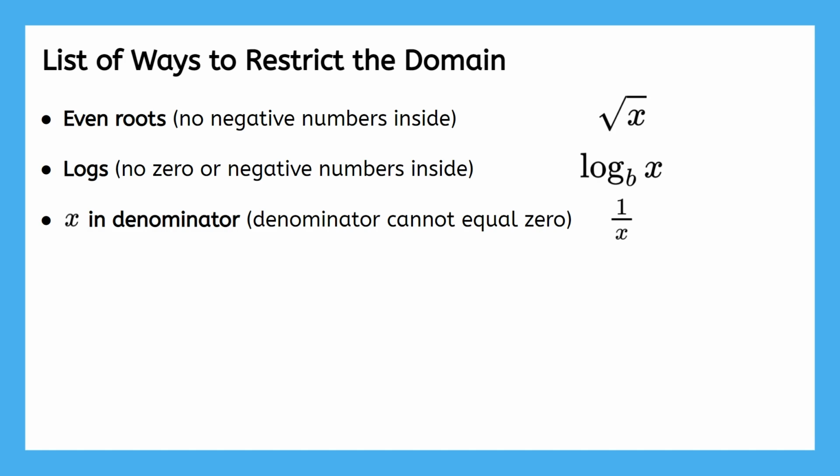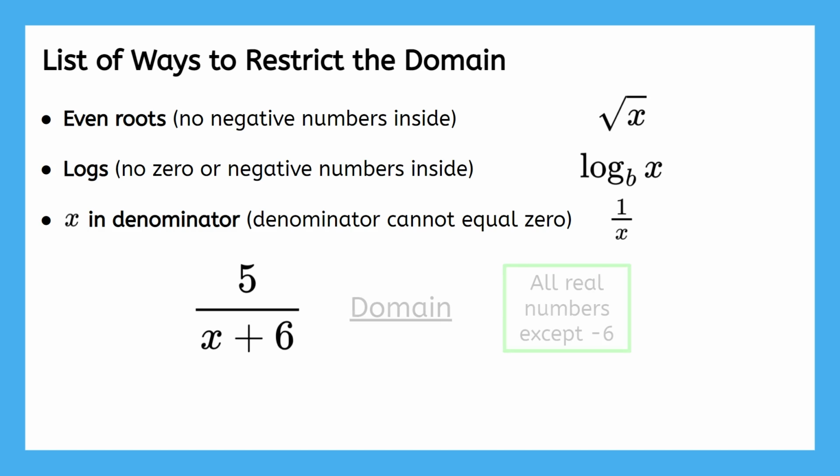You may not have graphed any functions like 1 over x before. That's for another video. For now, you should just recognize how that restricts the domain. For example, the function 5 over x plus 6 would have a domain of all real numbers except negative 6. Since negative 6 is the value of x that would make the denominator 0. If anything on this list appears in a function, you should double check to see if there are any numbers you need to kick out of the domain so that they don't cause trouble.